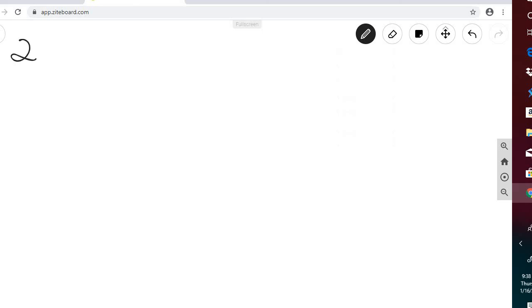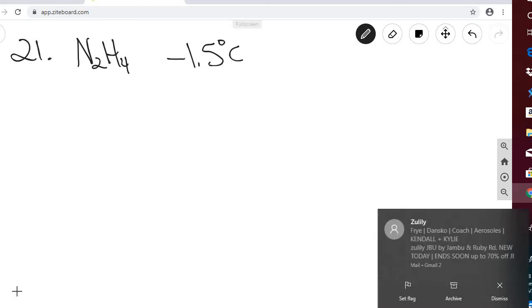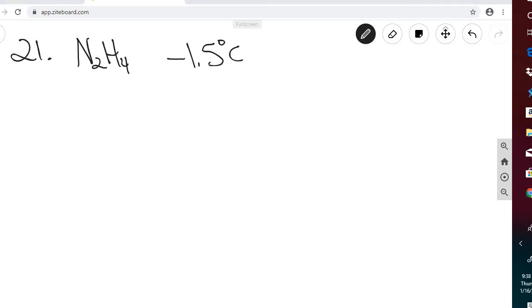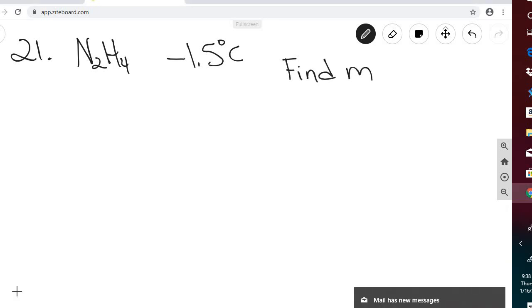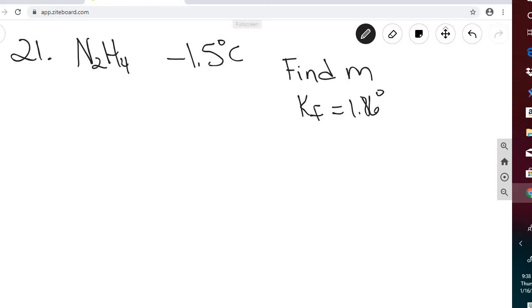Number 21. A solution made from water and N2H4 has a freezing point of negative 1.5 degrees C. What is the molality? And again, we are told K. So K of freezing is equal to 1.86 degrees C over m for water. For that one, we are just asked to find m.